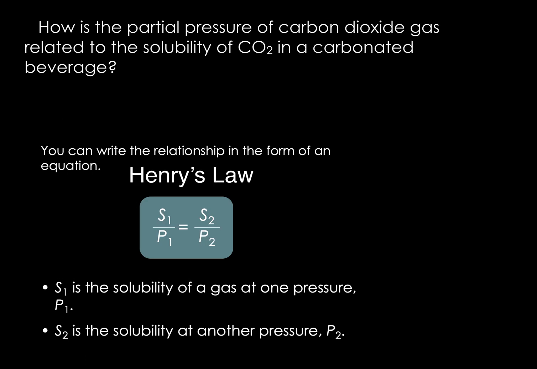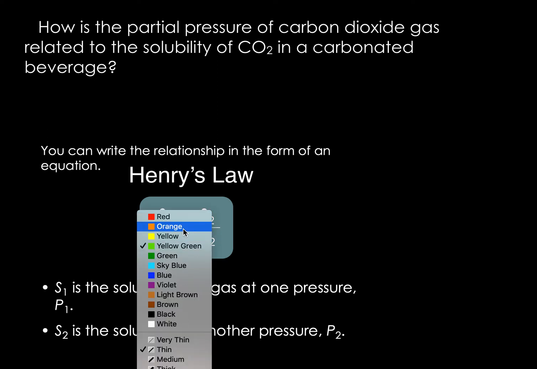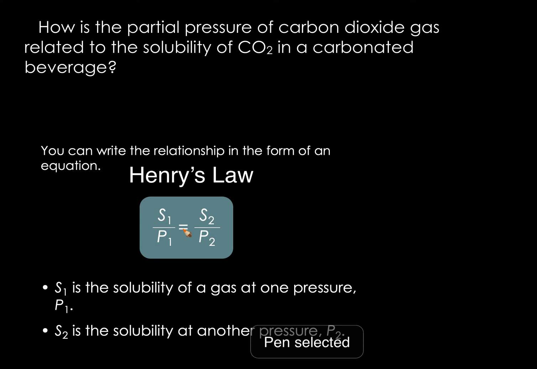So how is the partial pressure of carbon dioxide gas related to the solubility of CO2 in a carbonated beverage? And you can write the relationship in the form of an equation. It's called Henry's Law. So Henry's Law is S1 over P1 equals S2 over P2, where the S's are your solubilities and the P's are your pressures. We didn't really talk about gases yet. We're going to talk about this a little later, but some basics here.